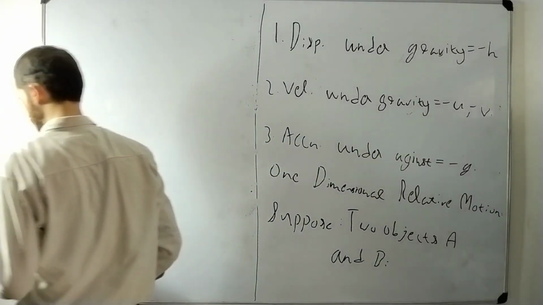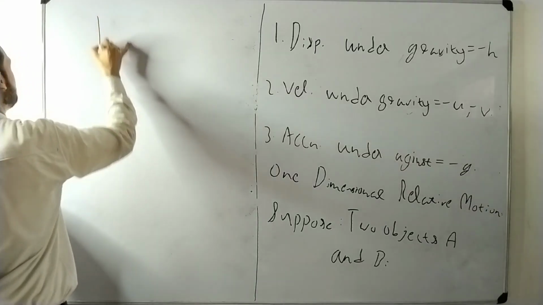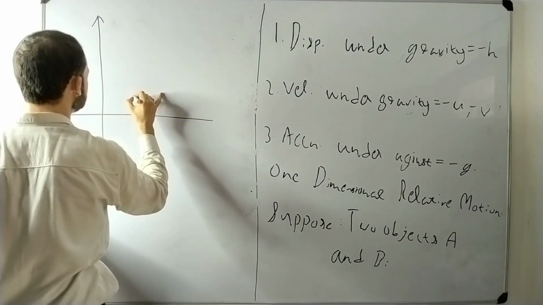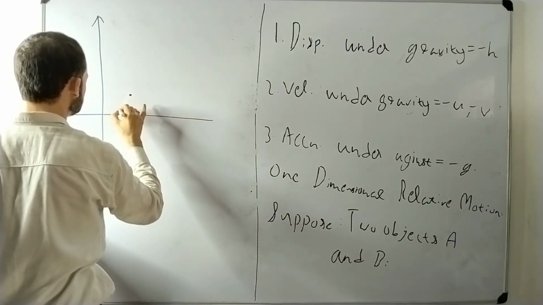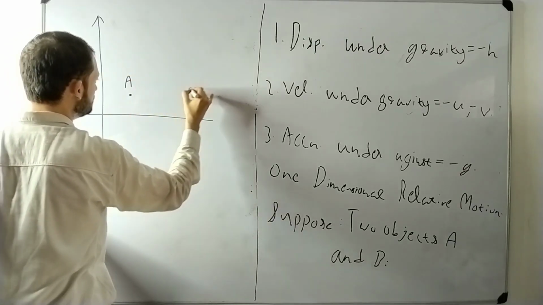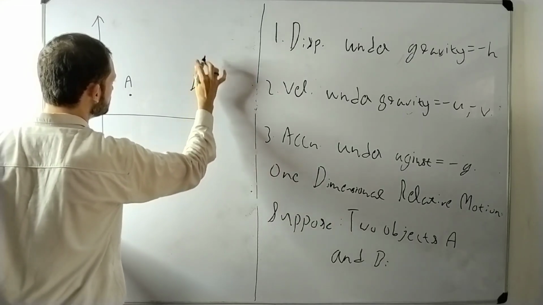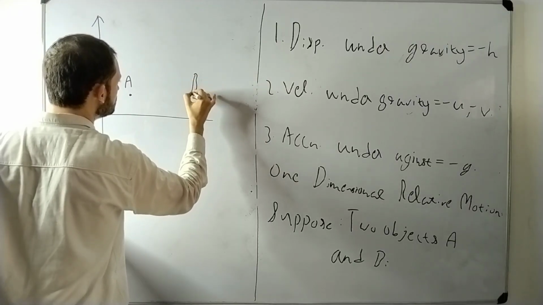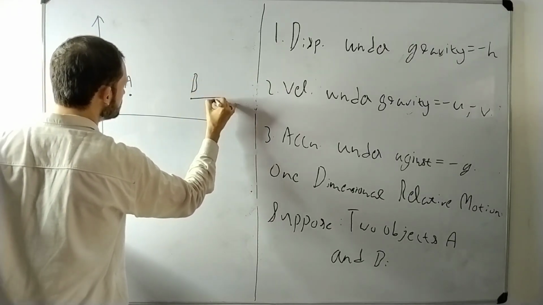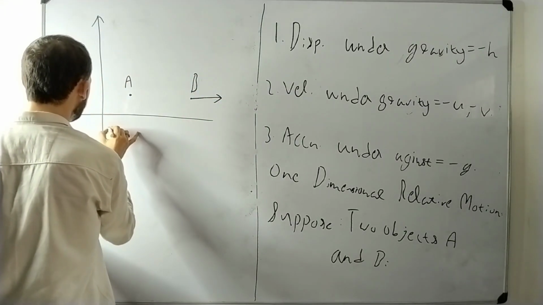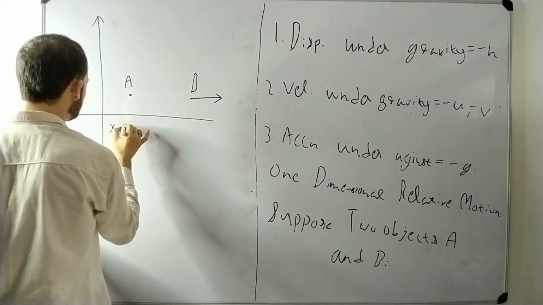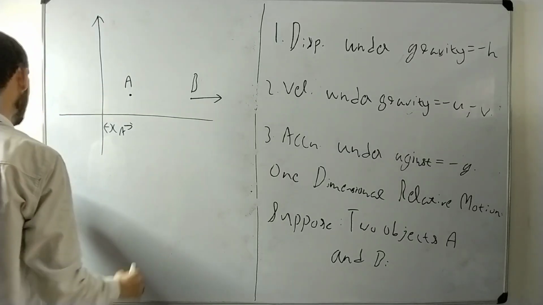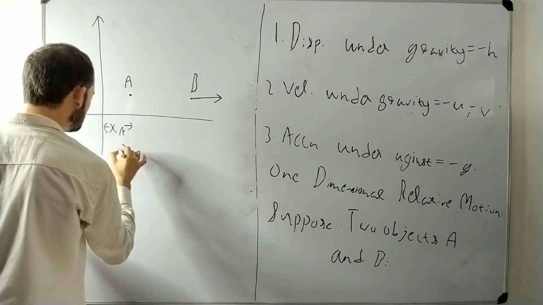Now, suppose this is the frame of reference for A. A is supposed to be here. This is B, and I would make it move. So this is XA distance, right, students, and this is XB distance.